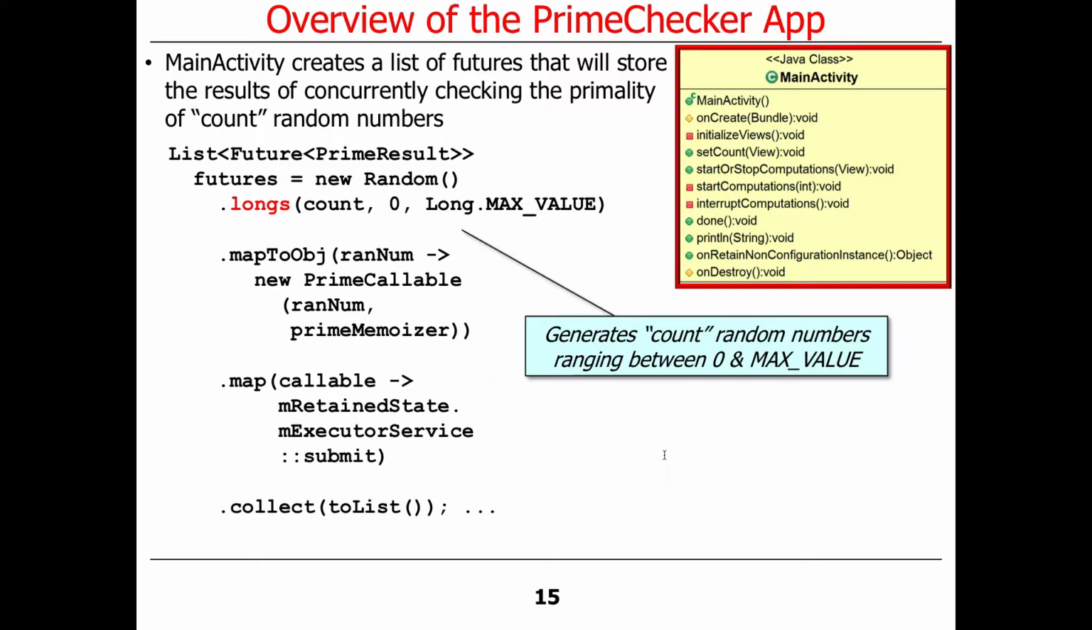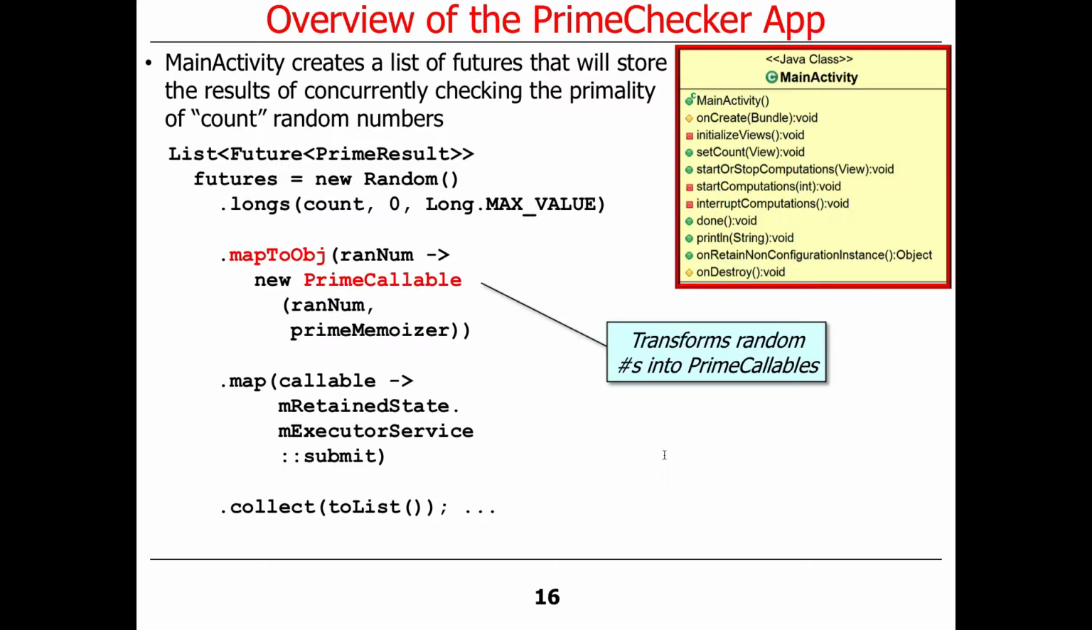So the first thing it does is it creates a new random object, which is anonymous. We just make a random object, and we say .longs. .longs is a generator function that generates count random longs between the values of 0 and the maximum value of a long. So it's going to be count random numbers that are big, probably. So that's going to come out as a stream. And we're going to have up to count of them.